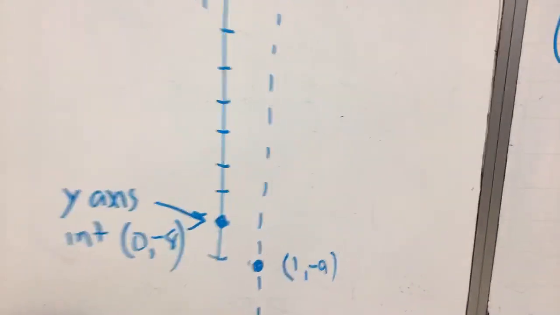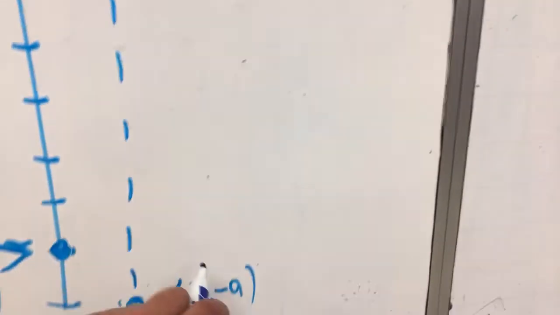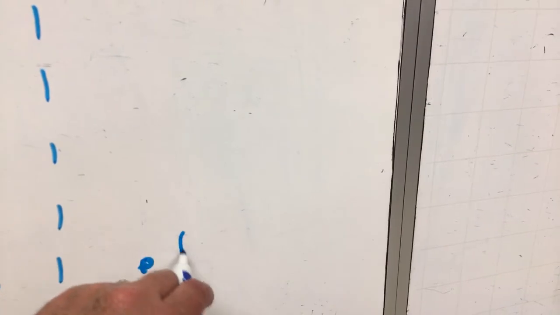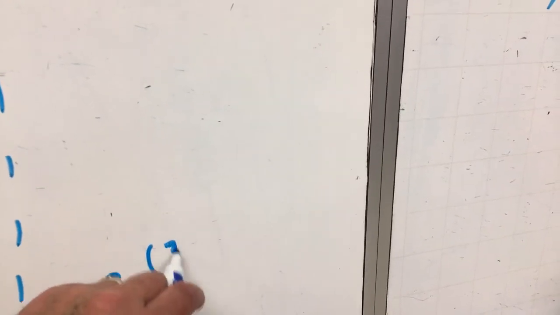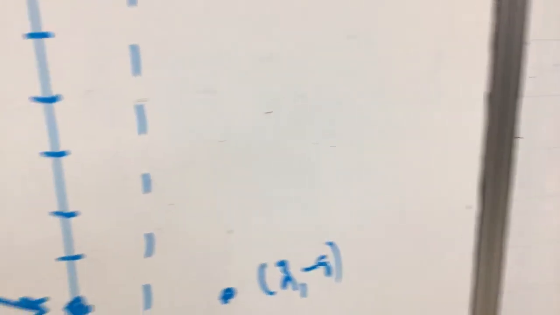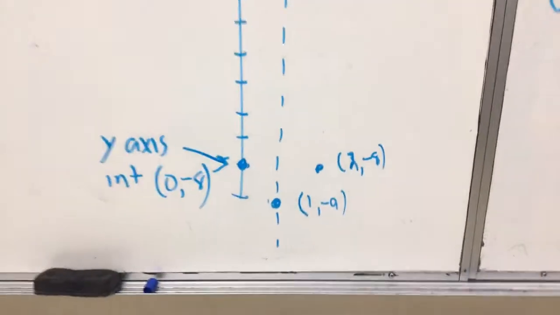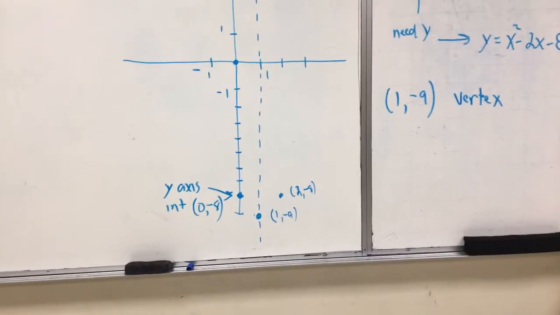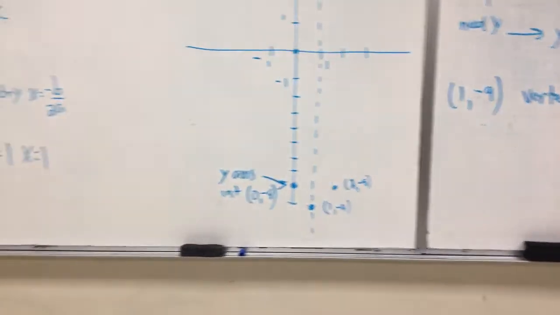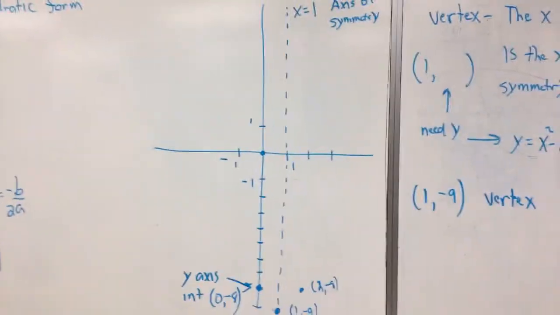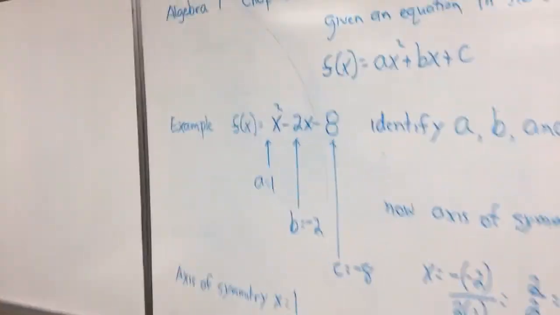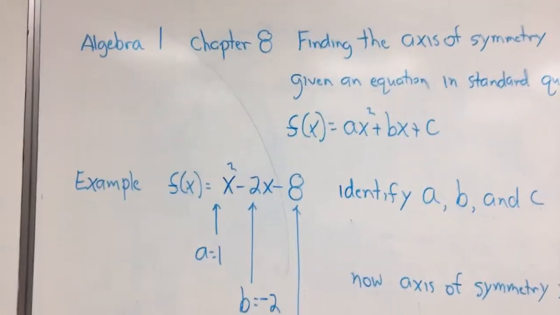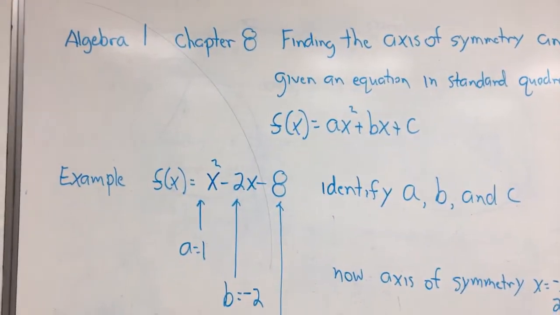Now I can do one more point because I know it's symmetric. I can go 1 to this side. Whoops, that's a 2, comma negative 8. Okay? So there's 3 points. There's 3 of the 5 points I need. And then, of course, the next thing I do, I would factor this next and find my x-axis intercepts. But that's a brief discussion on how to find the axis of symmetry of a quadratic in standard form.